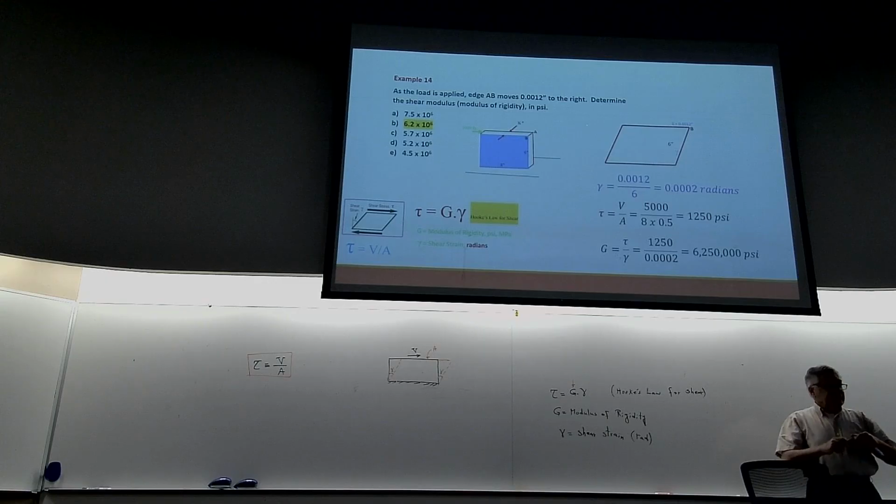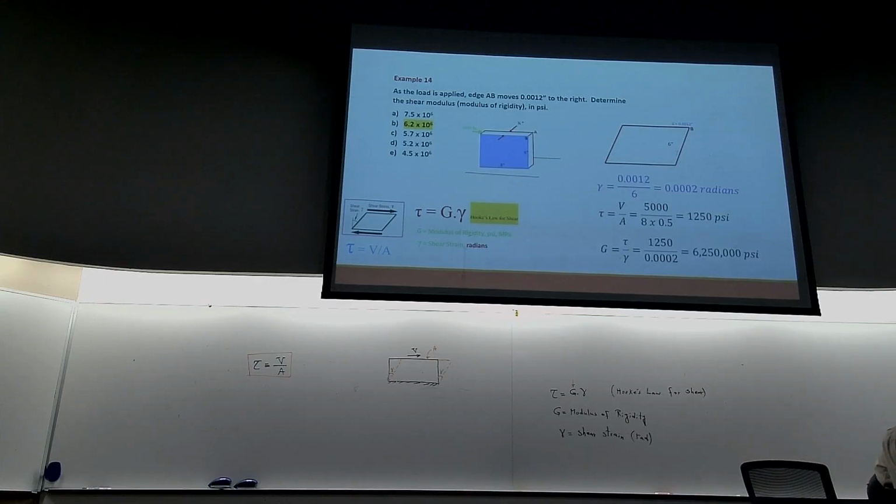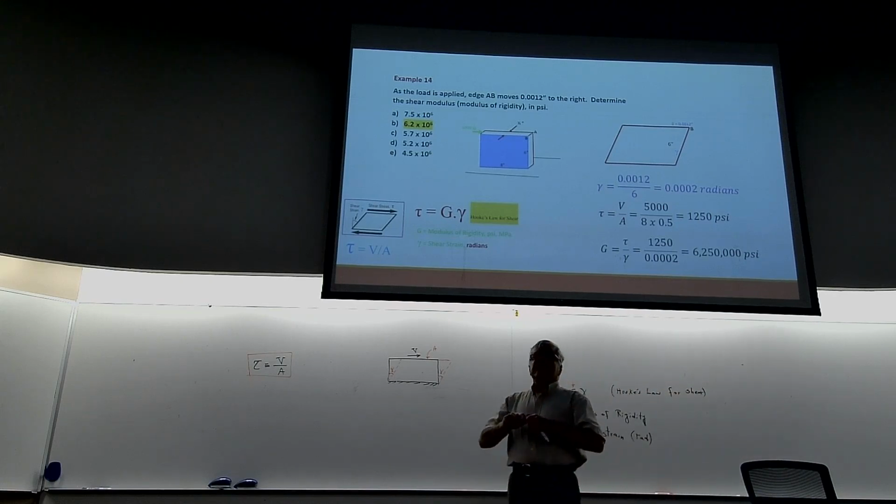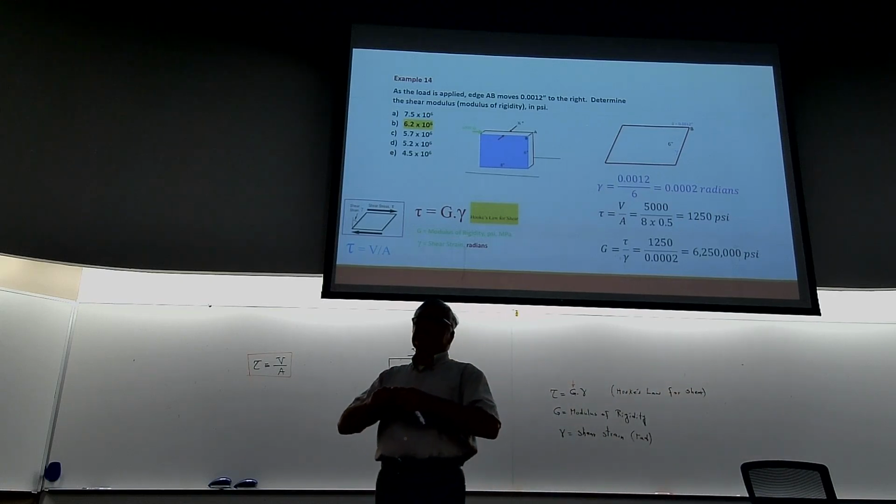As for gamma, we look at this triangle here, and tangent of gamma is 0.0012 divided by 6. So it'll be 0.0002 radians. Do you think I should use a tangent here or just leave it out?